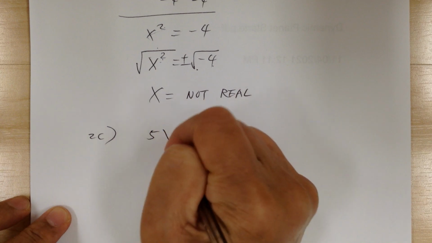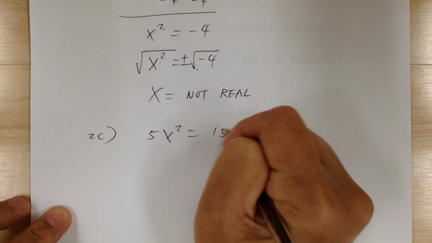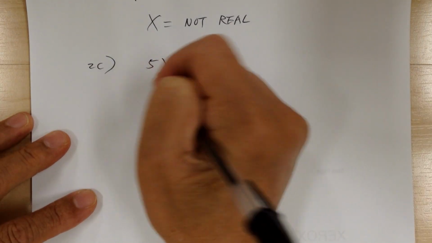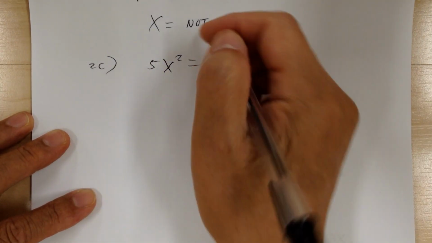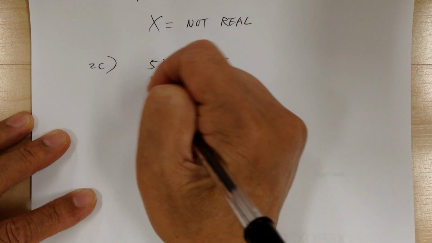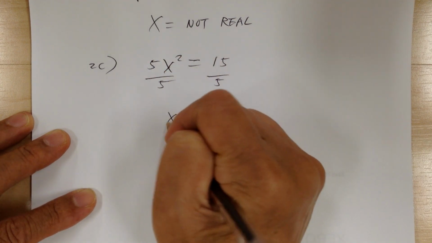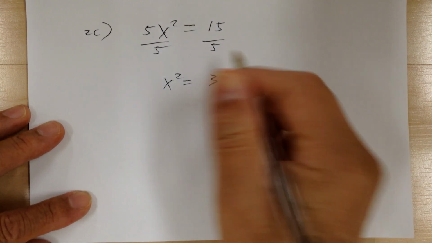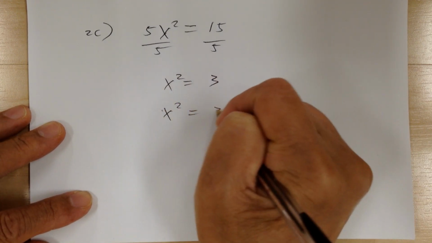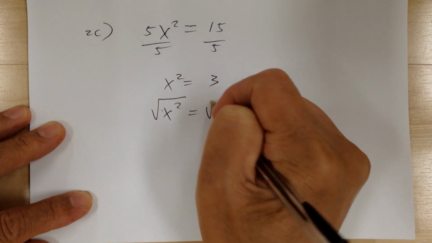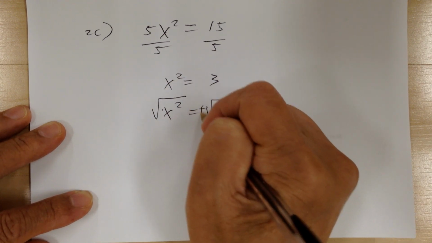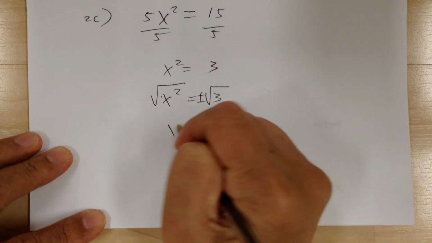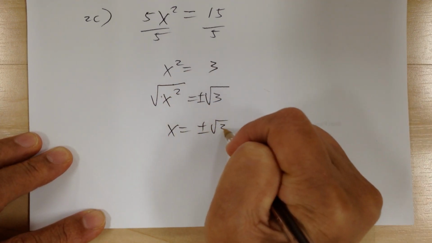You got 5x squared equal to 15. So to solve this, again, first you have to get a perfect square on this side so you can take the square root. So I have to get rid of the 5. So you get x squared equal to 3. Again, I'm going to copy it one more time, and I'm going to take the square root. Once I take the square root, you need to put a plus or minus in the front right away. So the square and square root cancel out, and this will be plus or minus square root of 3.